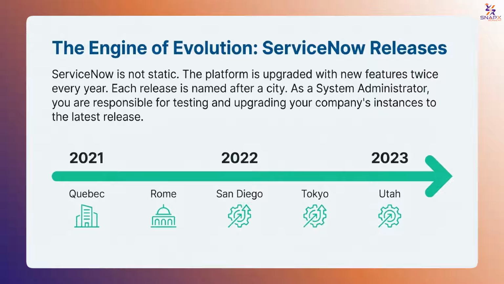ServiceNow typically releases 2 upgrades every year. For example, in earlier years, they released versions like London, Madrid, New York, and Orlando. Later, they released Paris, Quebec, Rome, San Diego, Tokyo, Utah, and more. Each release includes new features, enhancements, and improvements. When ServiceNow upgrades its global platform, your organization must upgrade your instance as well. It is mandatory to upgrade at least once a year.